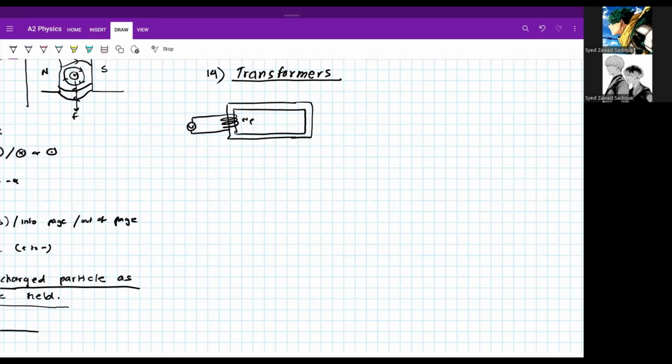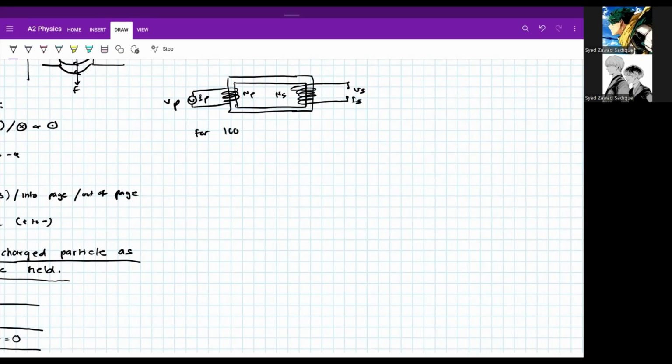Okay. Primary voltage. And this is secondary coil. Secondary coil and secondary voltage, secondary current. Also IP, primary current. Now, for 100% efficiency, we will have primary coil divided by secondary coil is equal to primary voltage by secondary voltage.